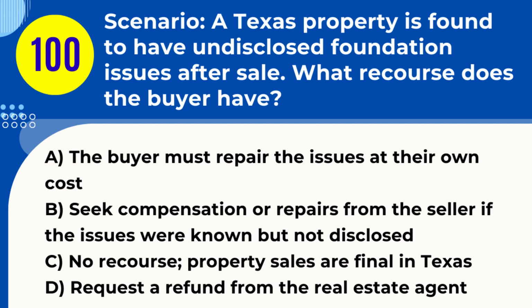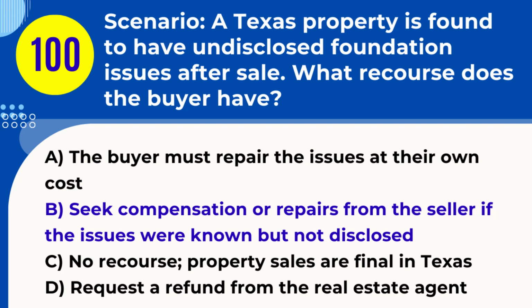What recourse does the buyer have? A. The buyer must repair the issues at their own cost. B. Seek compensation or repairs from the seller if the issues were known but not disclosed. C. No recourse. Property sales are final in Texas. D. Request a refund from the real estate agent. Answer. B. Seek compensation or repairs from the seller if the issues were known but not disclosed.